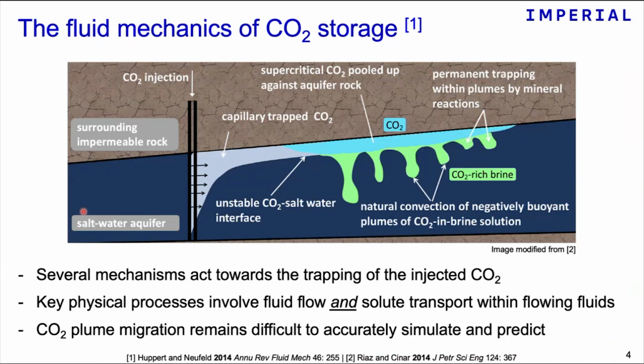So our interest is in the fluid mechanics of CO₂ storage, with the hope that by improving our understanding of the physical processes that take place in the reservoir once the CO₂ is injected, we will increase confidence and hopefully increase deployment as well across the world of this important technology.